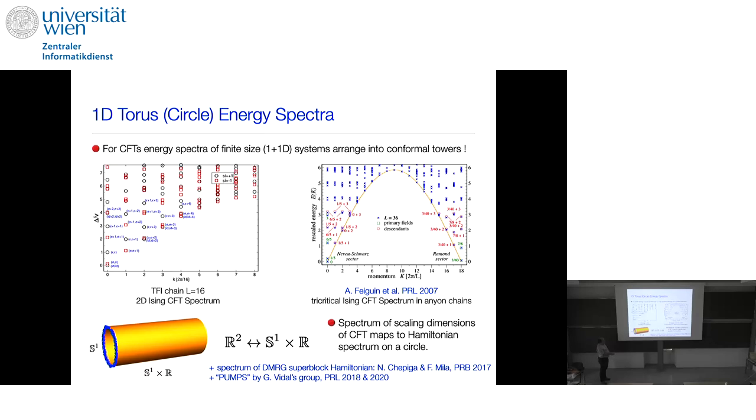And also there has been some interesting work recently by Guifre Vidal's group, where they were doing periodic boundary condition uniform matrix product states, and they were able to similarly extract the low energy spectrum using iMPS techniques. So these spectra are now also accessible using tensor network techniques.